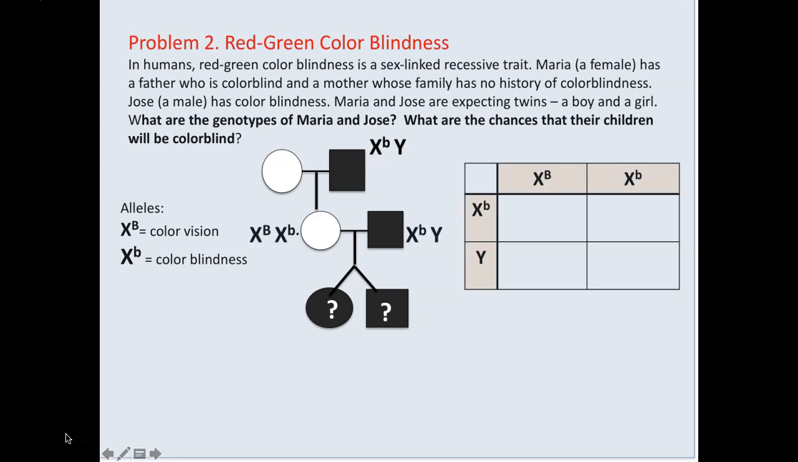So hopefully you came up with these genotypes. And now that we know Maria is heterozygous and Jose is recessive, then you can fill out the Punnett square. Again, take a minute to try to work this out on your own and write down your answers, and then come back and check the answer key.